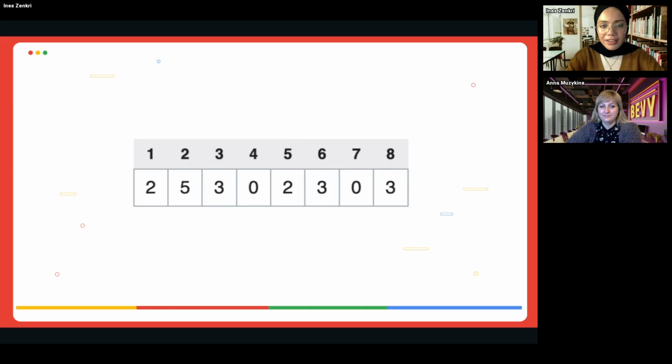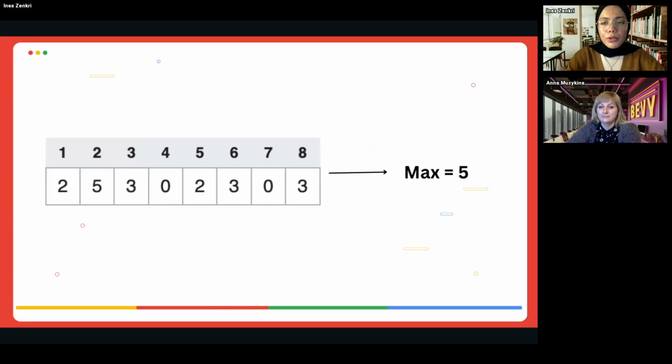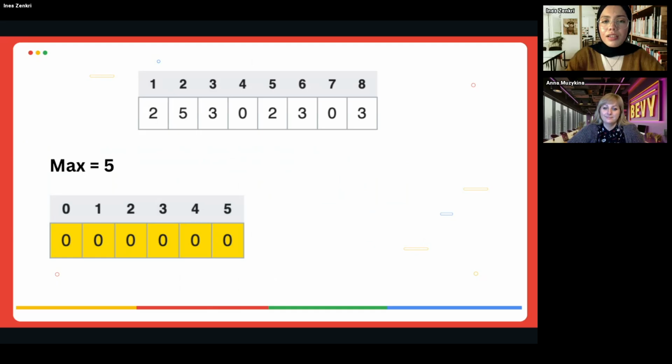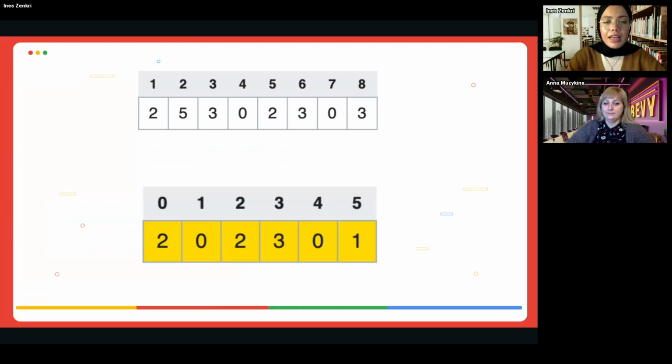Basically, we have this array, which has 8 elements, and then we identify the max element. By the way, these are the indices, and here are my actual elements, just to let you know. Well, the max element here is 5, so we create a new array which has 5 elements, and as initial value, all of them have 0. And then we start iterating on our initial array and count the number of occurrences of each element. For example, the 0 came 2 times, and then the 1 came 0 times in our array. The 2 came 2 times. The 3 came 3 times, and so on.